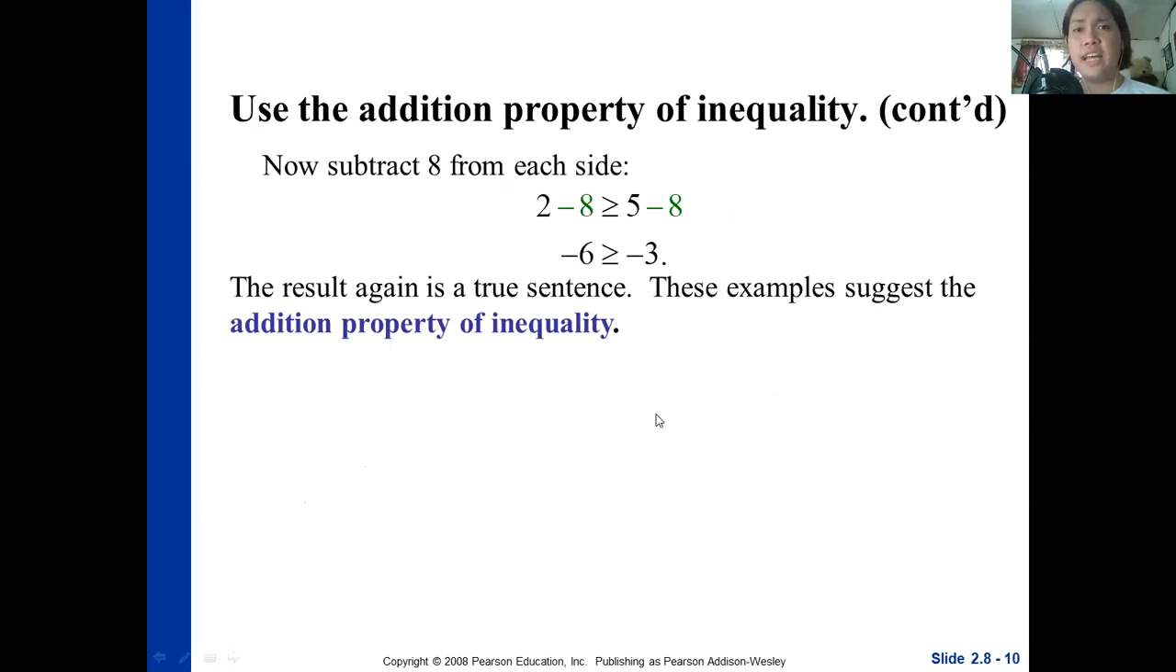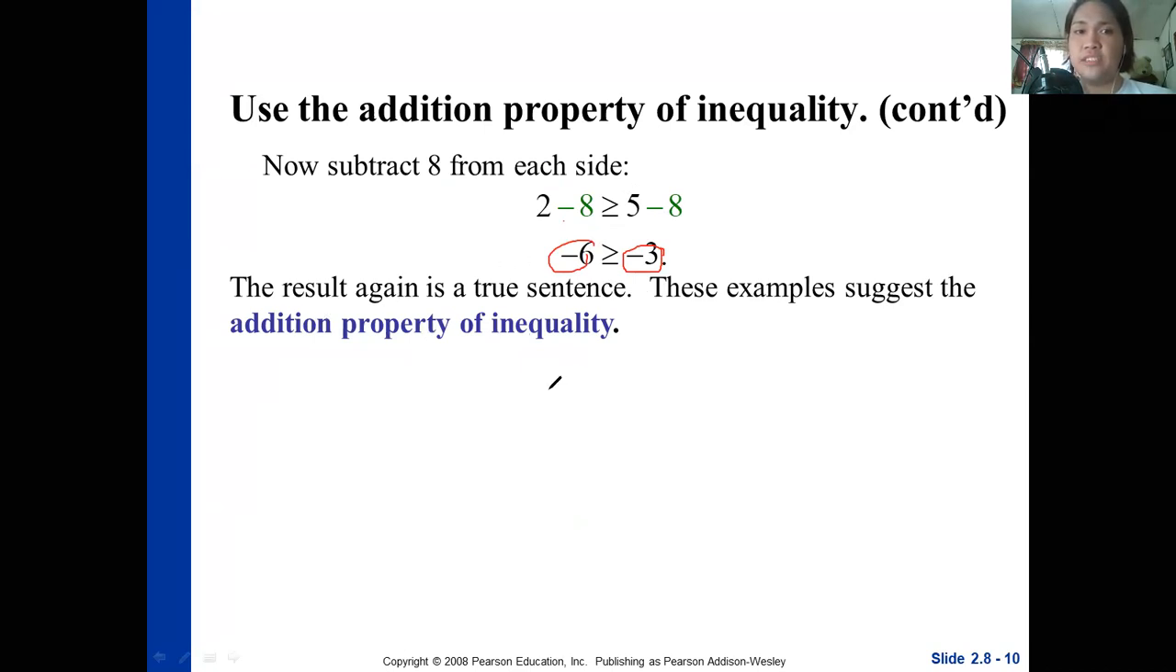Now, use the addition property of inequality. Now, subtract 8 from each side. A while ago, we had 2 is greater than or equal to 5. So in this example, we subtract 8 and 8. What will happen? This becomes negative 6 and this becomes negative 3. And are you sure negative 6 is greater than or equal to negative 3? I don't think so. The result again is a true sentence.